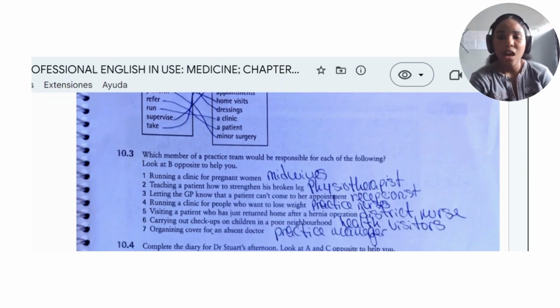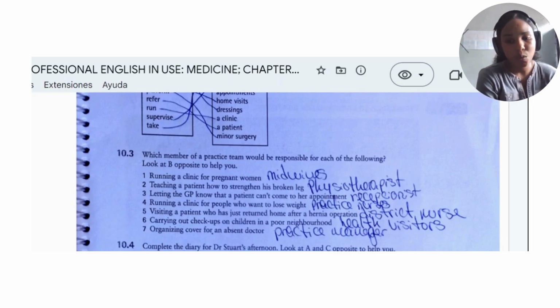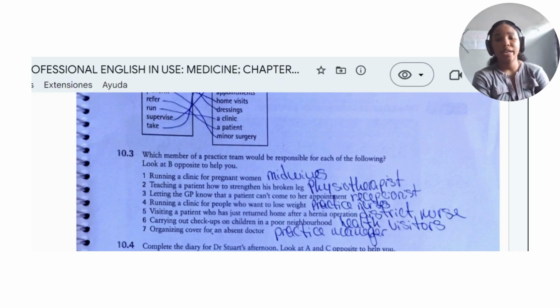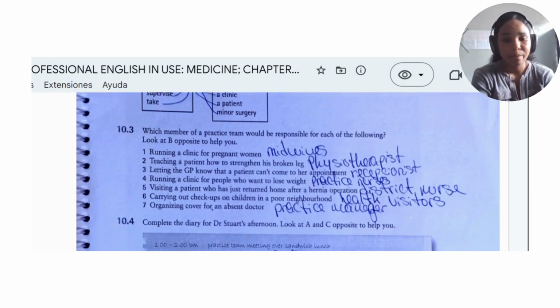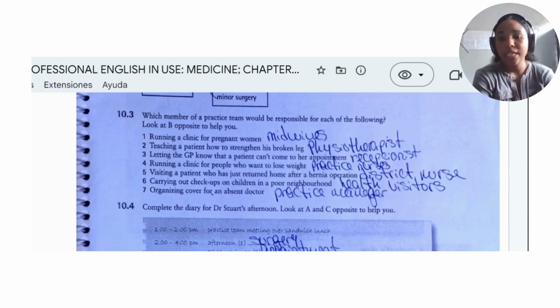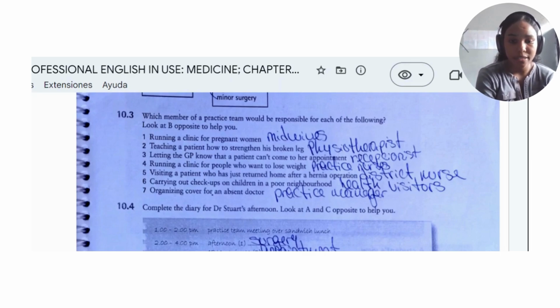Which member of a practice team will be responsible for each of the following? Running a clinic for pregnant women: midwives. Teaching a patient how to strengthen his broken leg: physiotherapist. Letting the GP know that a patient can't come to her appointment: receptionist. Running a clinic for people who want to lose weight: practice nurses.